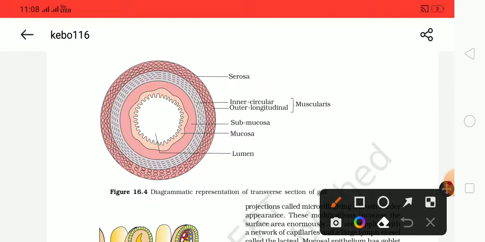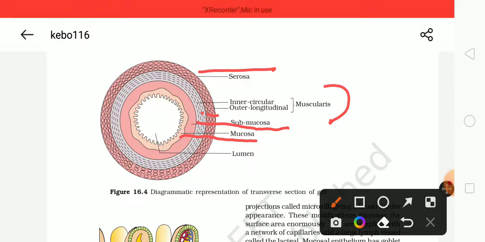Here you can see the outermost layer is called serosa. The second layer is called muscularis, divided into an inner circular and an outer longitudinal layer. The third layer is called submucosa, and here you can see the mucosa, and this is the lumen.